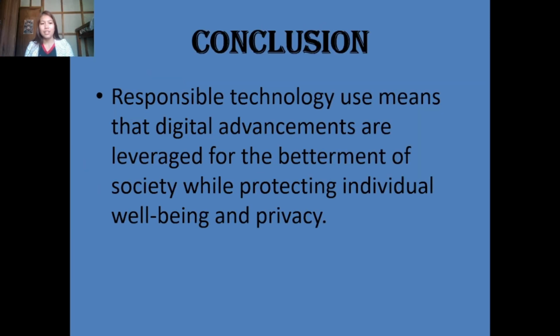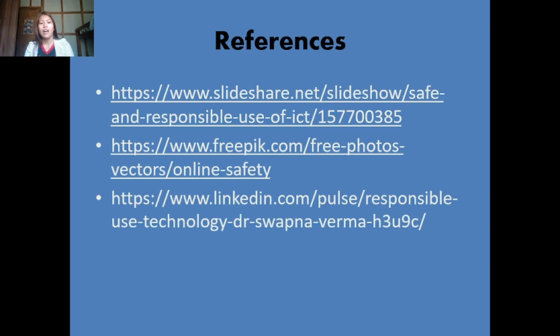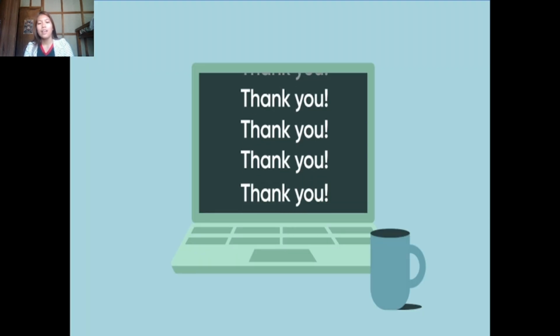In conclusion, responsible technology use means that digital advancements are leveraged for the betterment of society, while protecting individual well-being and privacy. Here are some of my references for this lesson. It is very important to check those references. Thank you, and I hope you learned.